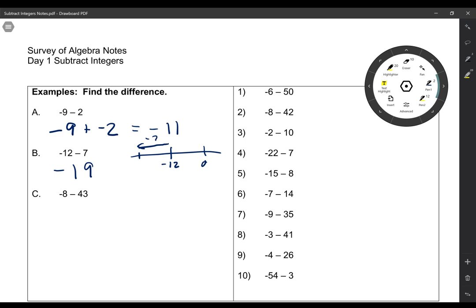A third way is just through words. Sometimes it works well for kids to think, well, I already have -8 and I'm subtracting 43 more. And that helps us know that -8 plus -43 is a -51.